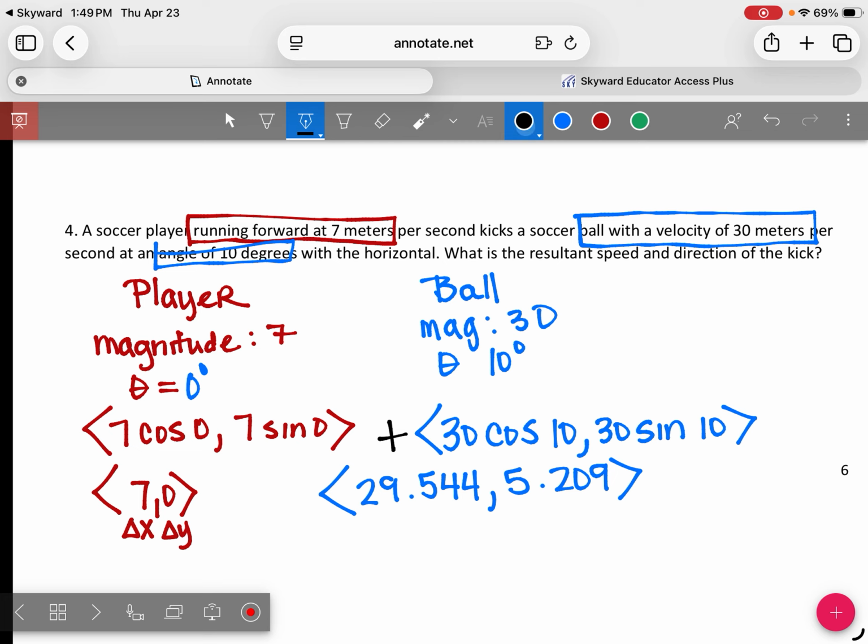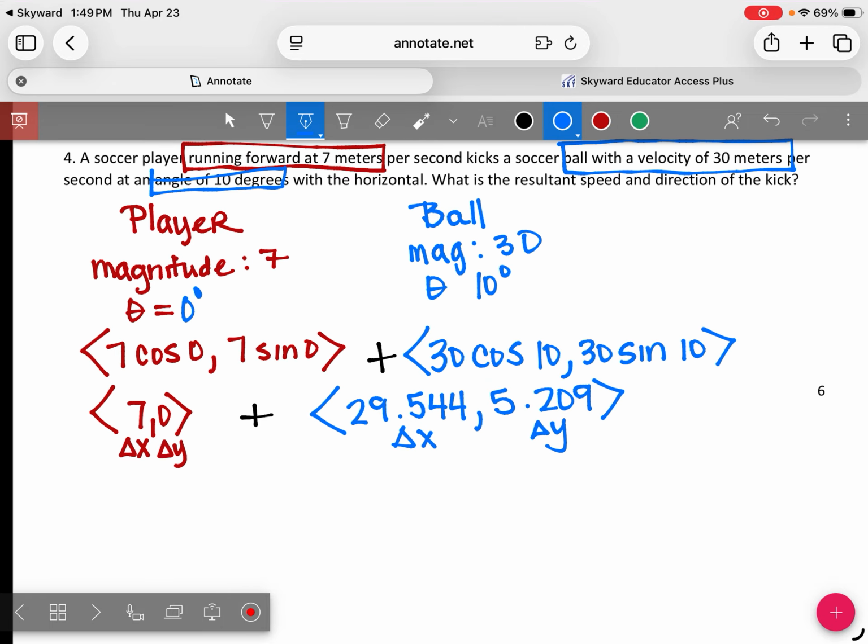Okay. These two vectors together is the kick. The ball and the player together create a kick vector. This is delta x, this is delta y. So what I need for you to do is we're going to come up with a kick vector, which is the player plus the ball. So pick up your calculators, add together your delta x's, see what you get. Add together your delta y's and see what you get.